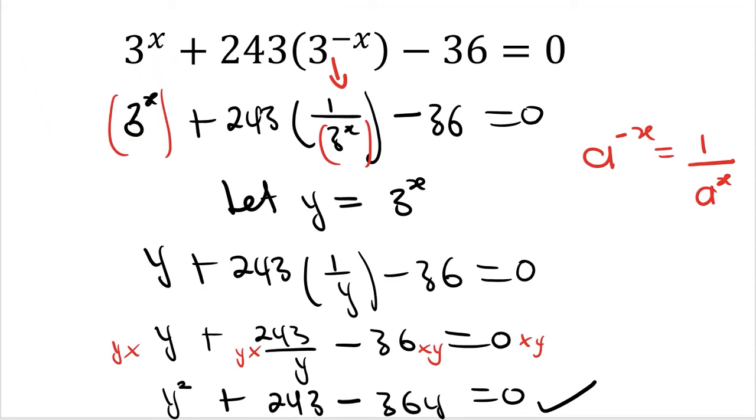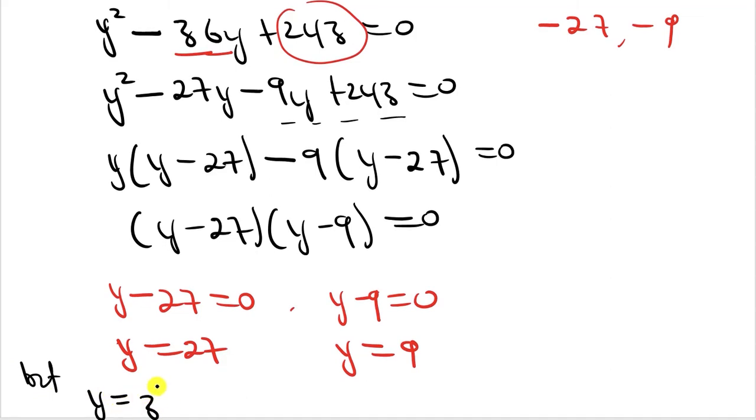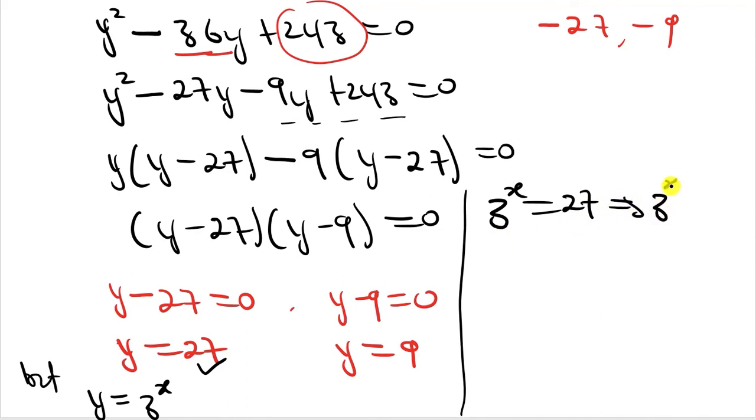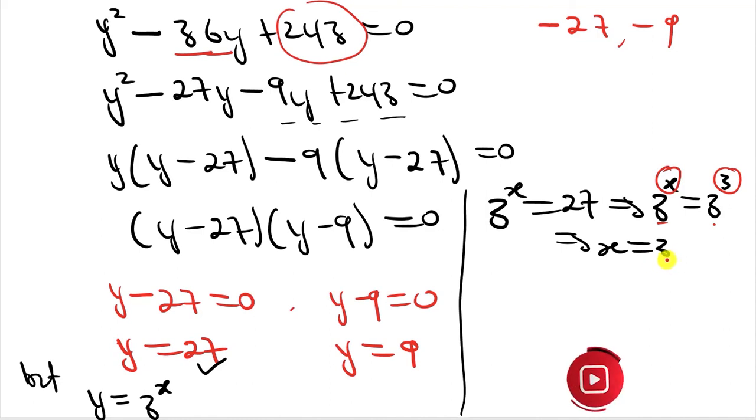So what we have to do is to bring back what y represents. y is equal to 3 exponent x. If that is the case, then from our first value for y, we are going to have 3 exponent x being equal to 27, which implies 3 exponent x being equal to 3 exponent 3. So this implies that x is equal to 3. Per exponential equations, in a situation whereby the bases are the same, we equate the exponents. So x is equal to 3.